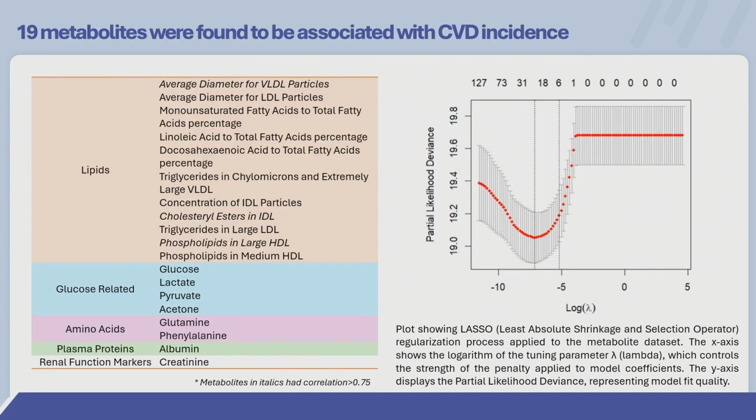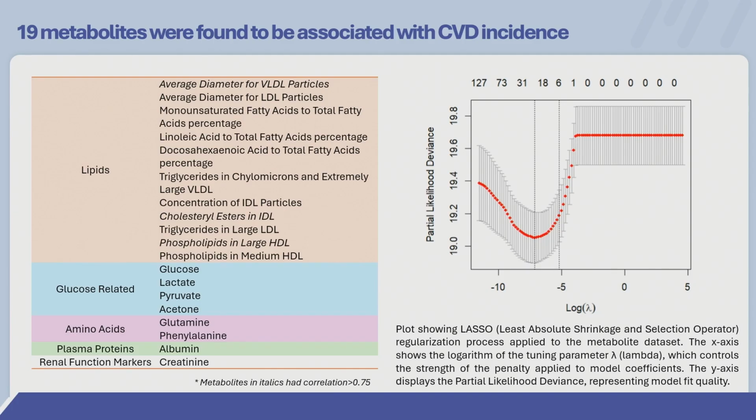So when we look at the metabolites, 19 metabolites were found to be associated with CVD incidence. A lot of them are from the lipid subgroup, glucose-related subgroup, some amino acids, some plasma proteins, and the renal function biomarker, which is creatinine. The interesting part is albumin, creatinine, glucose are metabolites that are consistent across the previous papers and our paper as well. The lipid biomarkers differ by a little bit, but essentially are reflecting the same kind of metabolite risk for CVD profiling. So this is the lasso plot, which shows how we did the lasso regression for this and how we came to the 19 metabolite number.